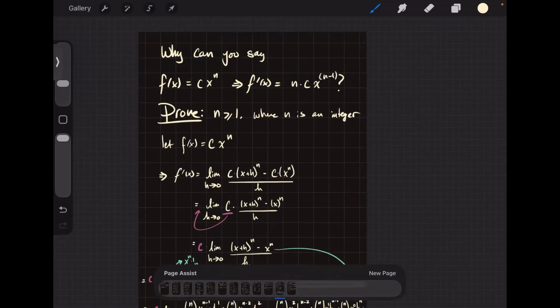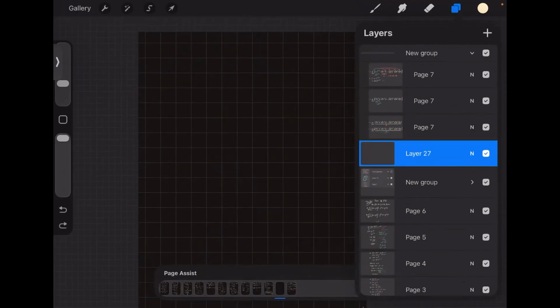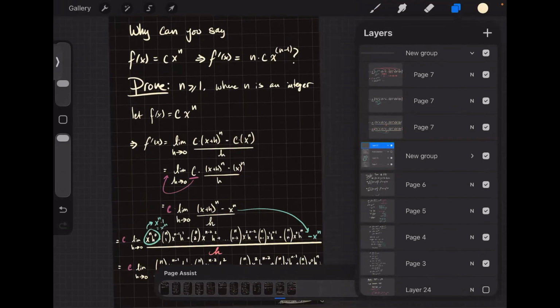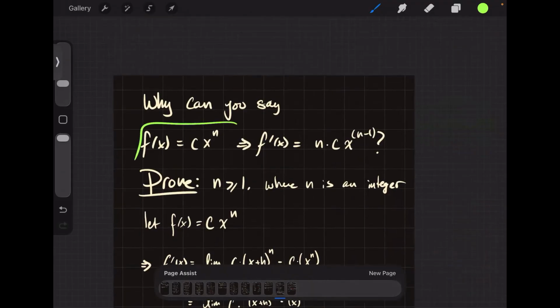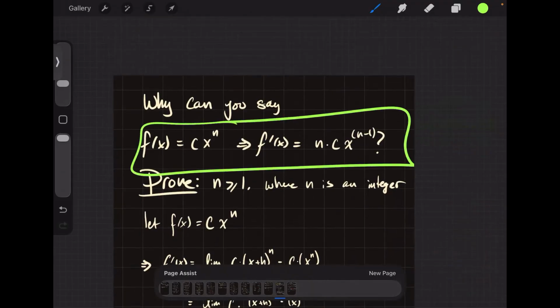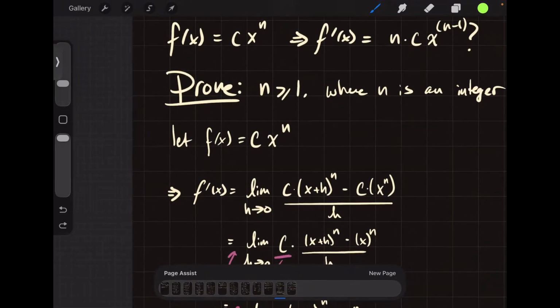Okay. So why are we even allowed to state this claim right here? Let me highlight this in green. What I'm going to do is prove it for n greater than or equal to 1, where n has to be an integer, because I can't remember how to do it when n isn't. And I forget how to do it for when n is negative. It requires a bit of gymnastics, and I can't remember how the gymnastics work, and I don't want to torture you.